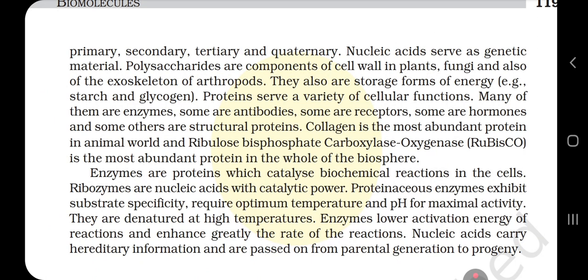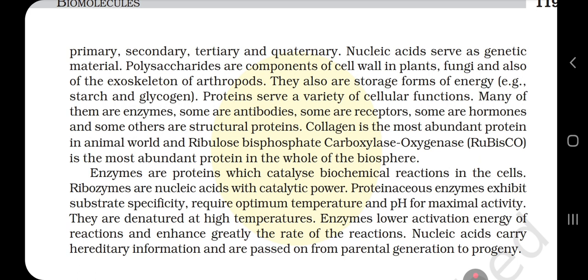Polysaccharides are the components of the cell wall in plants and fungi, and also of the exoskeleton of arthropods. They are also the storage form of energy. Example: starch and glycogen. Proteins serve a variety of cellular functions. Many of them are enzymes, some are antibodies, some are receptors, some are hormones, and some others are structural proteins. Collagen is the most abundant protein in the animal world, and ribulose bisphosphate carboxylase oxygenase, Rubisco, is the most abundant protein in the whole biosphere.